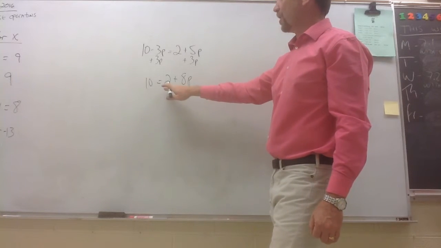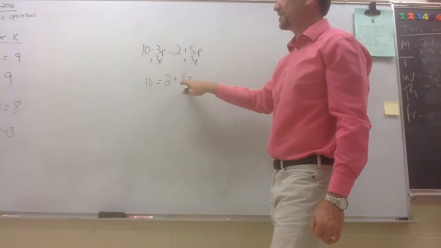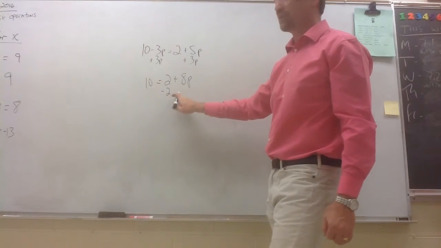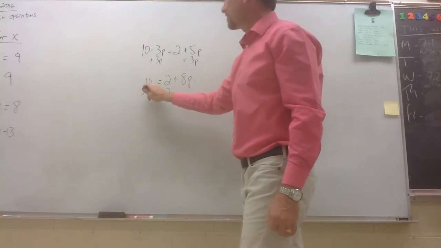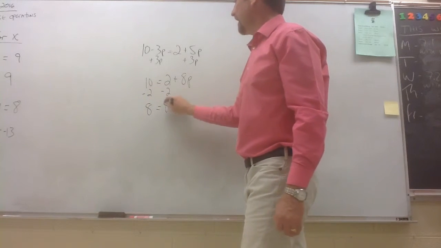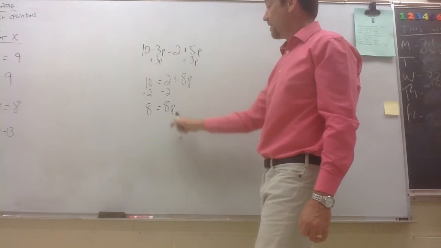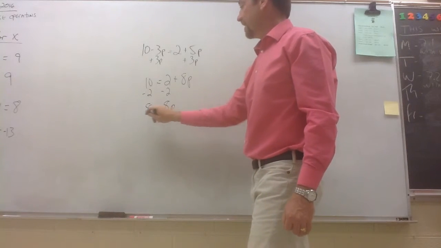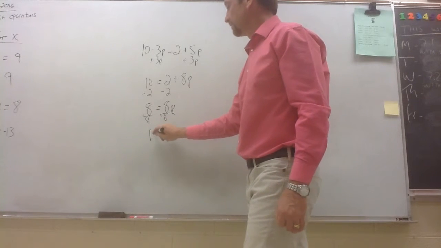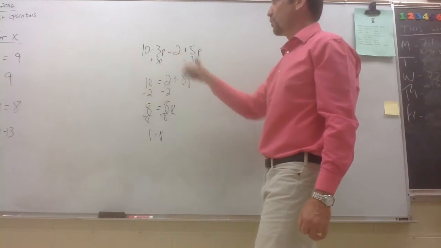We're going to first undo this addition. It's 2 plus 8p, so let's get rid of that 2 by subtracting 2. If I subtract 2 from the right side, I got to subtract 2 from the left side. Leaves me 8 equals 8 times p. Last step, divide both sides by 8 to get this p by itself. And we have p equals 1.